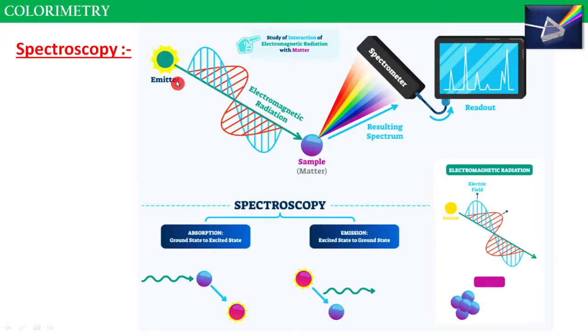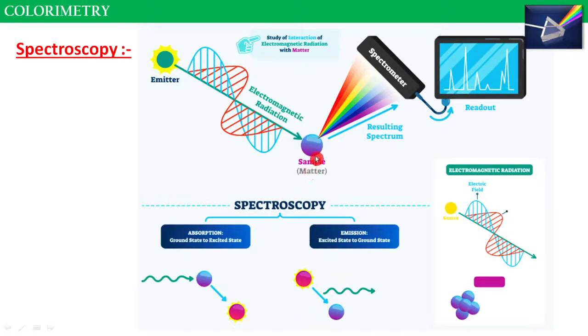The electromagnetic radiation from a hot source is emitted, and this electromagnetic radiation is nothing but electric and magnetic fields traveling perpendicular to each other in space. So this EMR, electromagnetic radiation, strikes the sample, and then the sample will either absorb the electromagnetic radiation or transmit it. So when the electromagnetic radiation strikes the sample, two types of phenomena take place, either absorption or emission of the electromagnetic radiation.